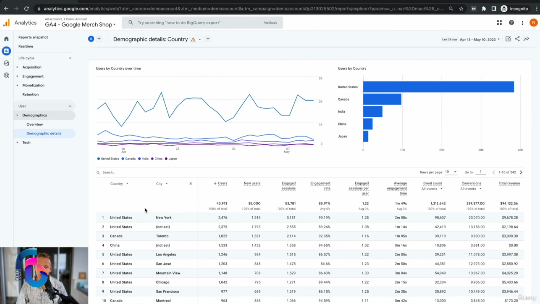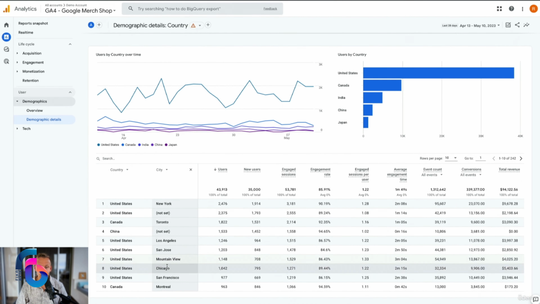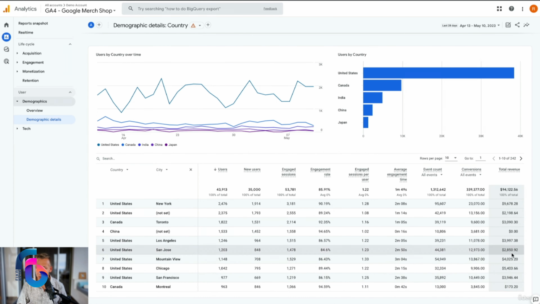And now it's pretty interesting again, because we can see that New York is generating a lot of money. We can see that Canada is generating a lot of money from Toronto specifically. We can also see Los Angeles, San Jose, Mountain View, Chicago, etc. Now, looking at the 28 days, again, it makes sense to say that San Francisco, it's okay if you look at the total revenue here.